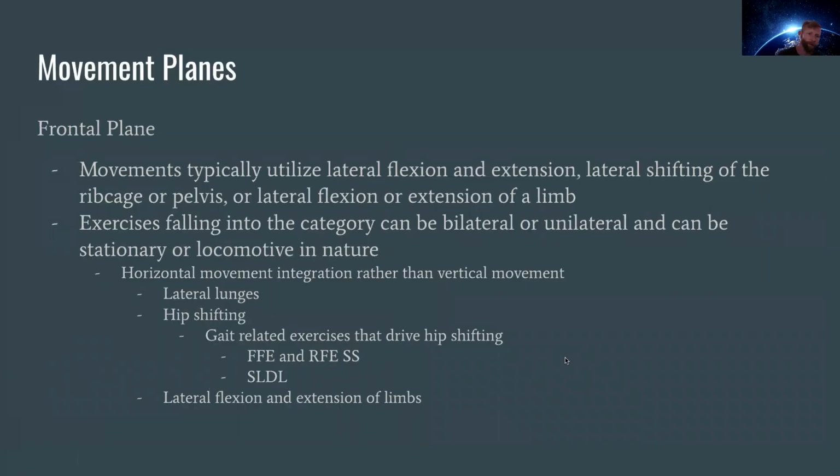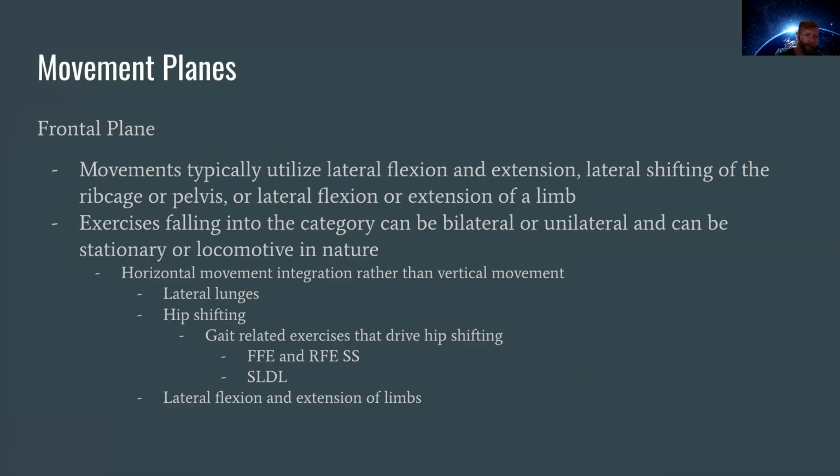When we get into the frontal plane, this is going to be a little bit different. This is where movements are typically going to utilize lateral flexion and extension, lateral shifting of the rib cage or pelvis, or lateral flexion and extension of a limb. Exercises falling into this category can be bilateral or unilateral in nature, and can be stationary or locomotive in nature.